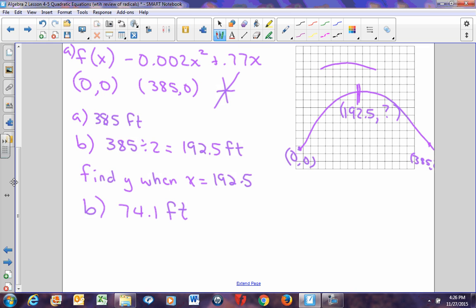Then, what's a reasonable domain and range for this function? For my domain, since I have to go to at least 385, I might say x has got to be greater than or equal to 0, but less than or equal to 400. For y, I have to go to at least 74.5, so I'll say y is greater than or equal to 0, but less than or equal to about 75. Or I can put 100, or 80 or 90. Those answers can vary a little bit. But this is solving quadratic equations.